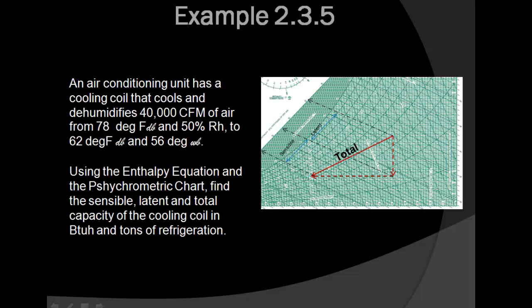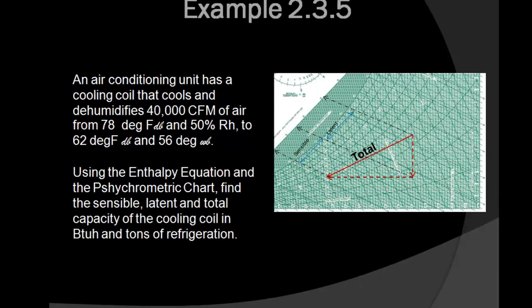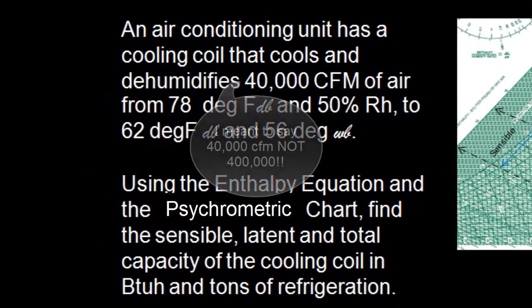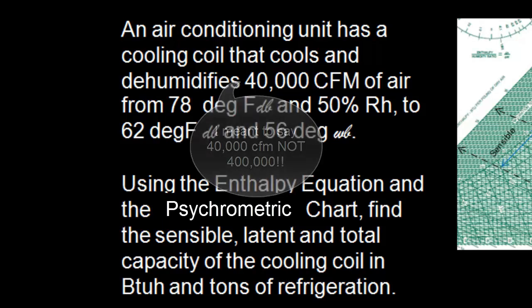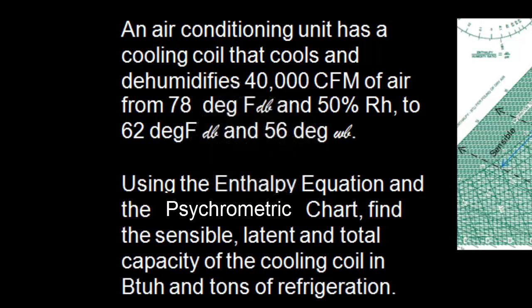An air conditioning unit has a cooling coil that cools and dehumidifies 40,000 CFM of air from 78 degrees Fahrenheit and 50% relative humidity to 62 degrees Fahrenheit dry bulb and 56 degrees wet bulb. In this process, the air is going to be both cooled and dehumidified. This can be shown on the psychrometric chart. Using the enthalpy equation and the psychrometric chart, find the sensible, latent, and total capacity of the cooling coil in units of BTUs per hour and also tons of refrigeration.